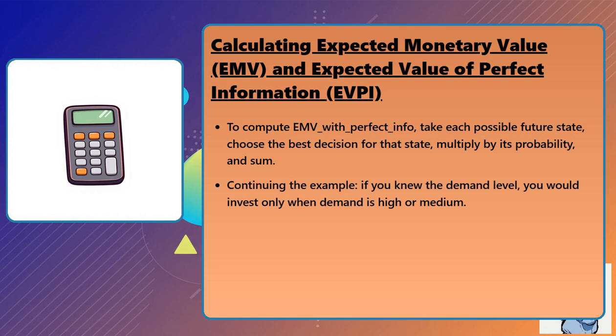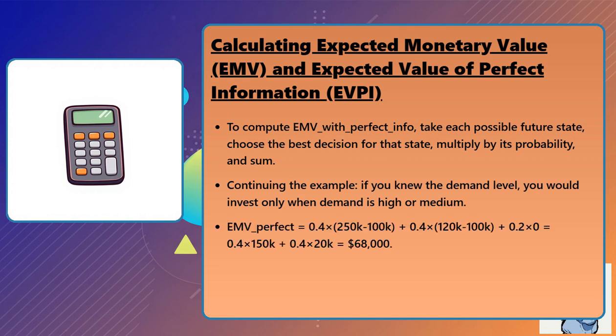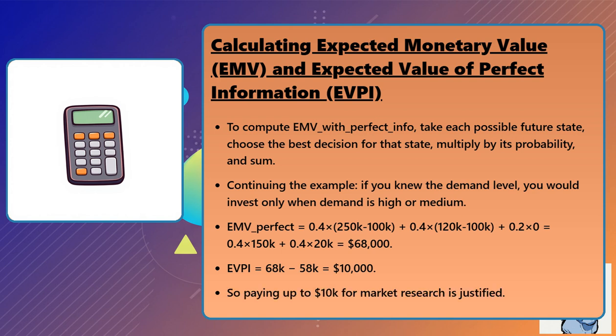Continuing the example, if you knew the demand level, you would invest only when demand is high or medium. EMV perfect equals 0.4 times (250,000 minus 100,000) plus 0.4 times (120,000 minus 100,000) plus 0.2 times 0, equals 0.4 times 150,000 plus 0.4 times 20,000, equals $68,000. EVPI equals 68,000 minus 58,000 equals $10,000. So paying up to $10,000 for market research is justified.